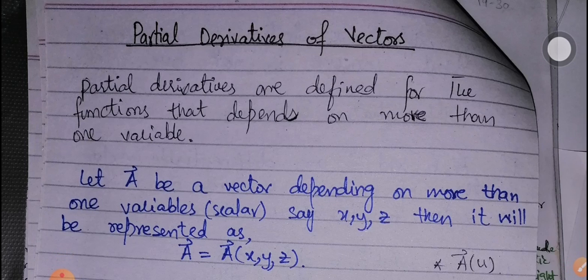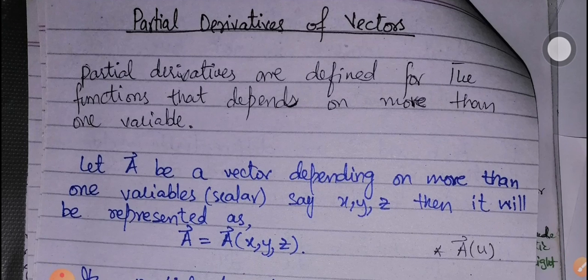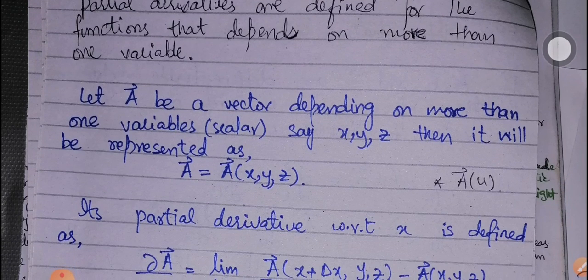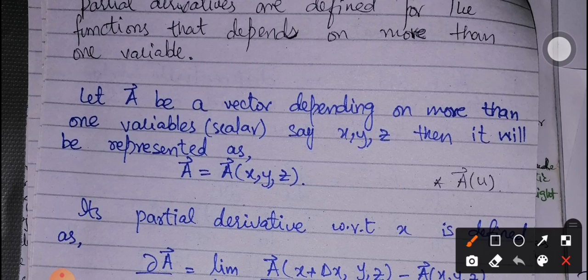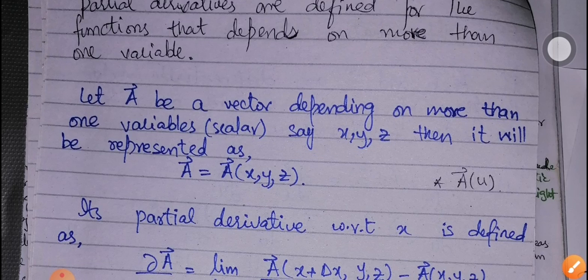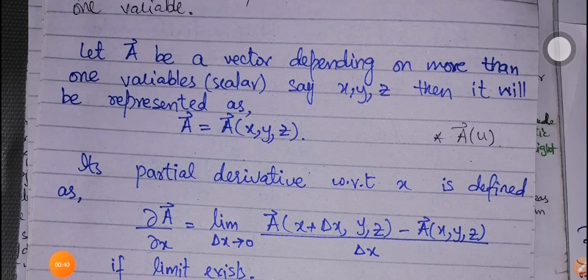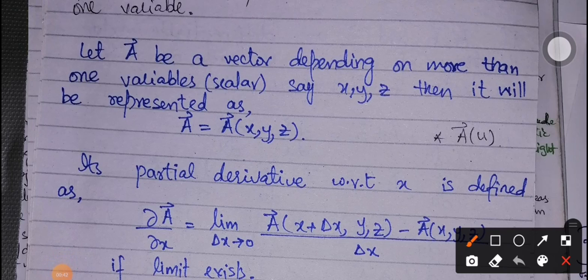We all know that partial derivatives are defined when we have a function depending on more than one variable. Similarly, if a vector is depending on more than one variable, then we introduce the concept of partial derivatives at that point. So let A be a vector depending on more than one variable x, y, and z. Clearly these variables are scalars, not vectors, and the vector is represented by A of x, y, z. Previously the vector was depending on only one variable u, and now we are talking about a vector depending on three variables x, y, and z.